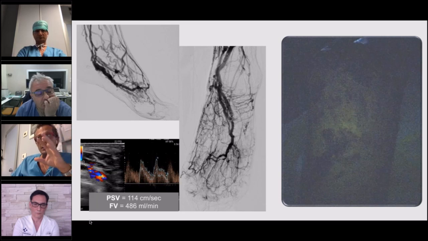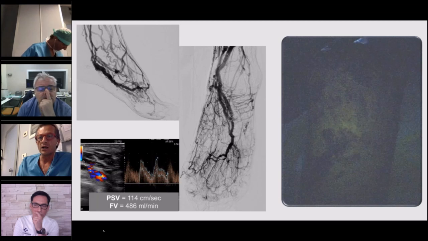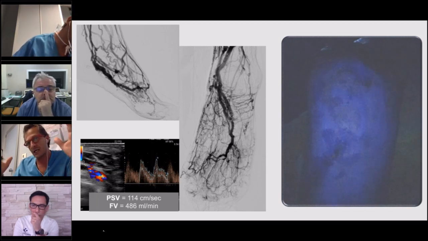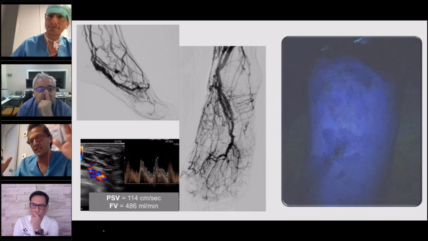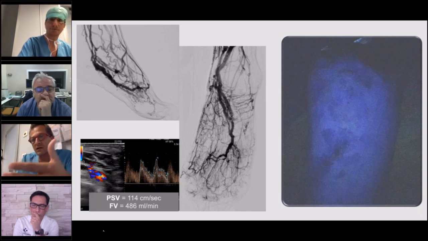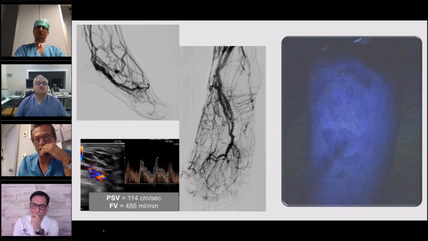And now, during the last months, we have started also to use the AV injection of indocyanine green to better evaluate, after 6 weeks, 8 weeks, the real distribution of the flow into the foot, and to help Christian to evaluate the right site where to perform the amputation.